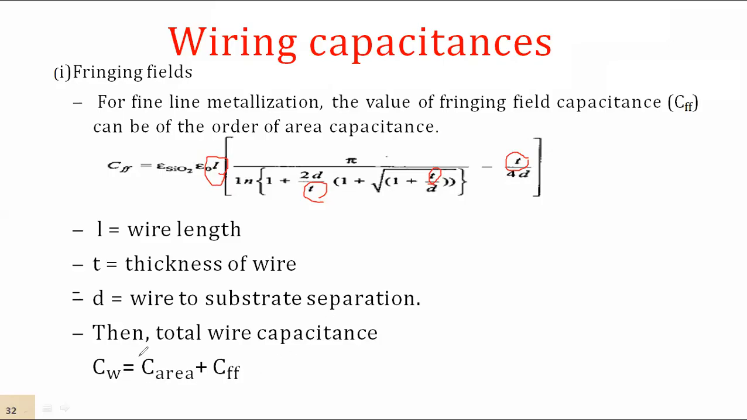Then the total wire capacitance is C area plus CFF. CFF is one more parameter that influences the wire capacitance. Previously we calculated only the area capacitance. This is one more factor, called CFF. These are the three parameters: L, the length of the wire, T, the thickness of the wire, and D, the wire to substrate separation.